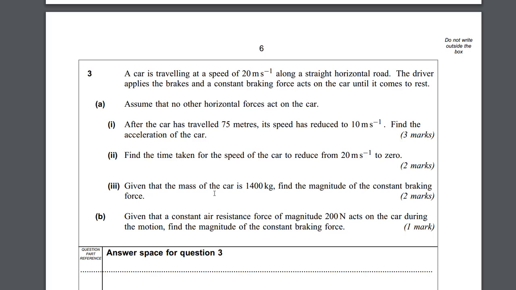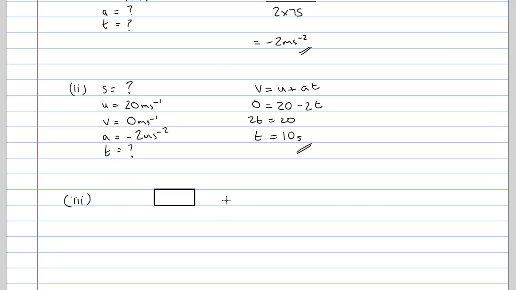In part 3, it says given that the mass of the car is 1,400 kilograms, find the magnitude of the constant braking force. So if we assume that the direction of motion is to the right, that means that the braking force must be acting to the left. The mass is 1,400 kilograms. And as there's only one force going to the left, that means that the acceleration must also be going to the left. And we know the acceleration is 2 meters per second squared.